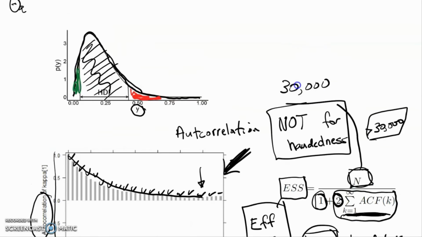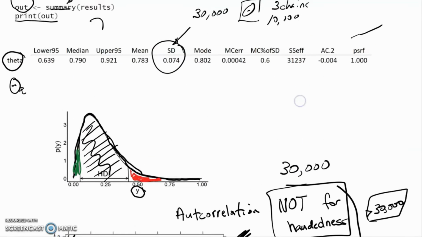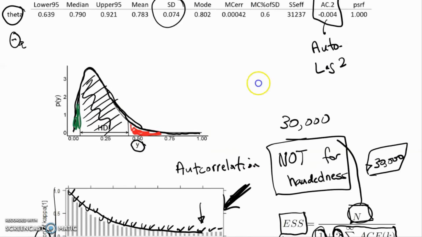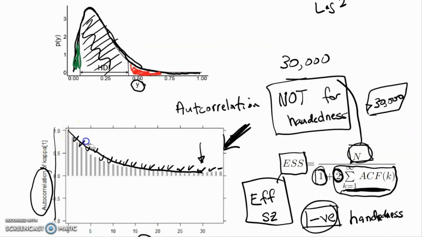So, with that, let's go back up here. AC2 means that I've asked for autocorrelation with a lag of 2. So again, this is not the handedness study, but that would be a lag of 2.